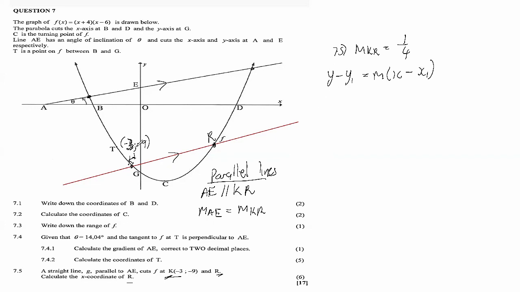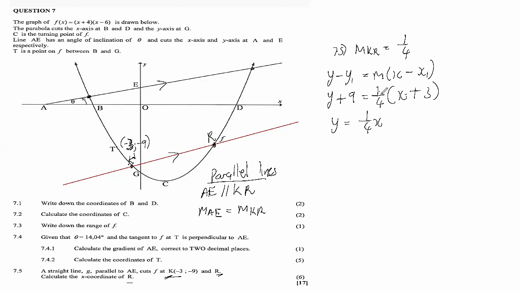Now the coordinates, let's use these coordinates. This is y, negative and negative, that's +9. And then our gradient is 1/4. X, the minus and the negative, that's going to be +3. Then now let's just do the math.